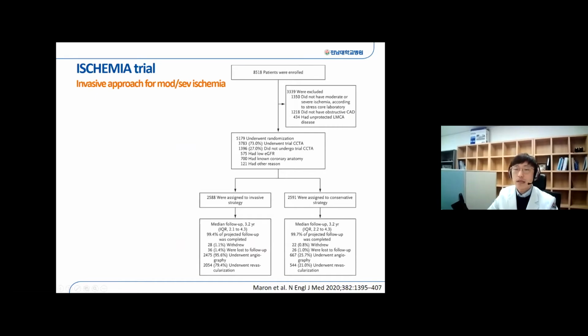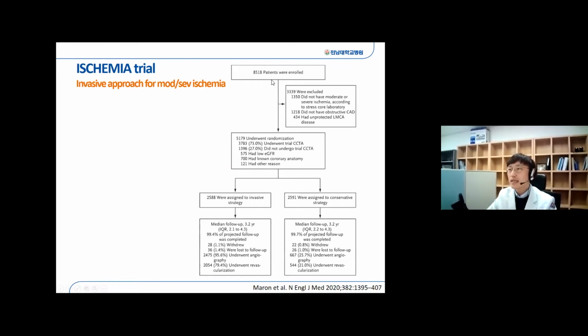Recently, the ISCHEMIA Trial was published in the NEJM in 2020. This is the first trial which evaluated the value of non-invasive testing for myocardial ischemia in the treatment decision of invasive versus conservative strategies.